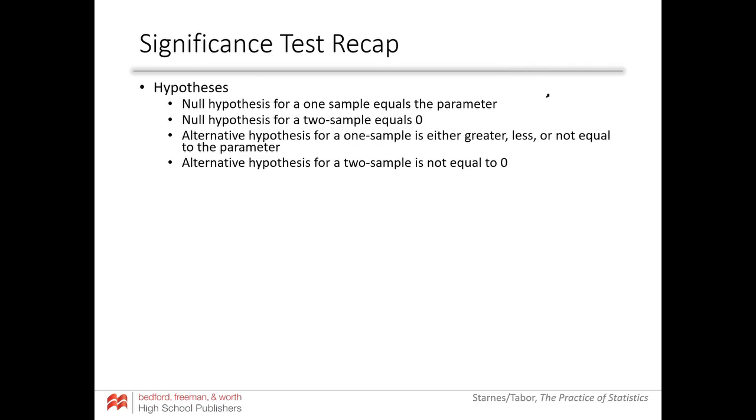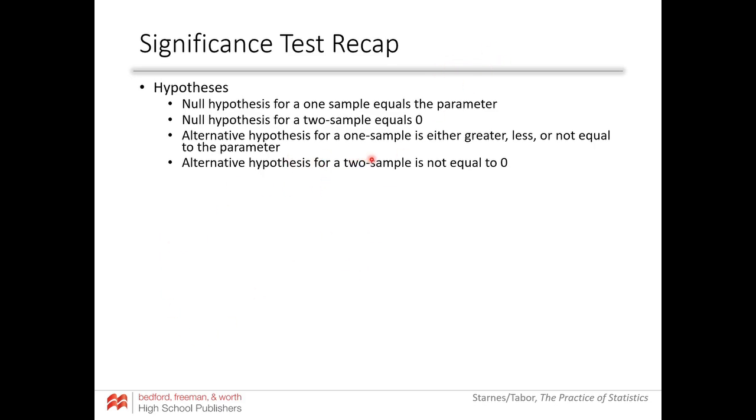So then we just have to look at what goes after those values, right? If we're doing a one sample, it's just going to equal the parameter. So P equals 0.25 or mu equals 12. If it's a two sample, then we're saying it equals 0 because we're trying to show that there is or isn't a difference. If there's a difference between two things, then when I subtract them, I get 0.